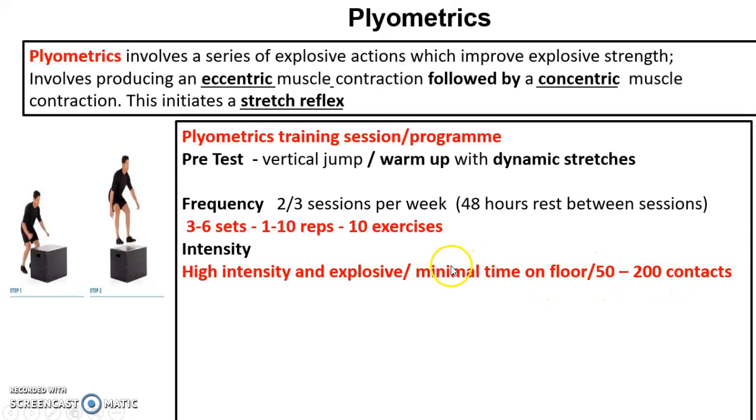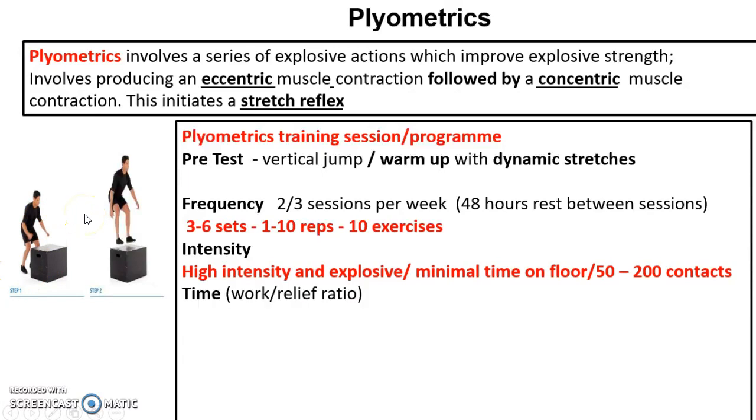That is what makes your answer and makes the examiner realise that when you're talking about plyometrics, you're not talking about weight training. You are talking about jumps. So in this case, high intensity, minimal time on the floor. When you get down there, you explode back up onto the box. And to make a plyometric session within the right range, we look at 50 to 200 contacts on the floor. So contact points on the floor, down, up, down, up, down, minimal time there and exploding up.